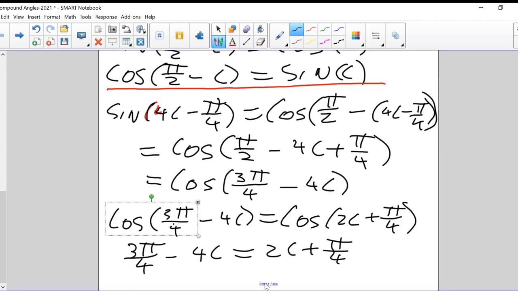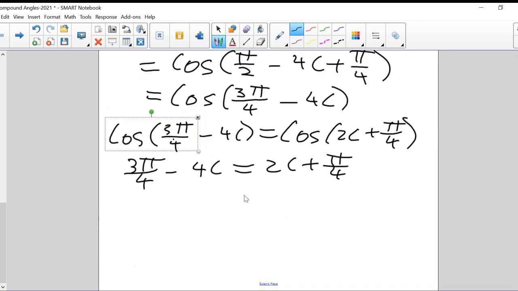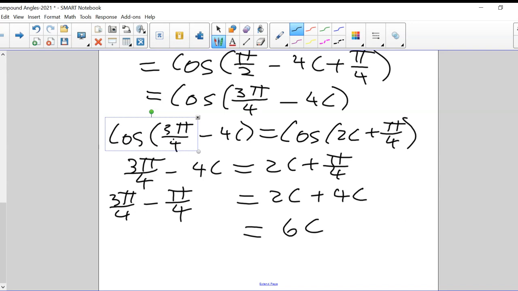Okay? And then I'm going to collect my c's on one side. So I'm going to say 2c plus 4c is equal to 3 pi over 4 minus pi over 4. I'm simply switching the pi over 4 to the left, switching the minus 4c to the right. So on this side, I'm going to have 6c. And on this side, I'm going to have, again, pi over 2. I'm hoping that makes sense. 3 over 4 minus 1 over 4 is 2 over 4, pi over 2, in other words.